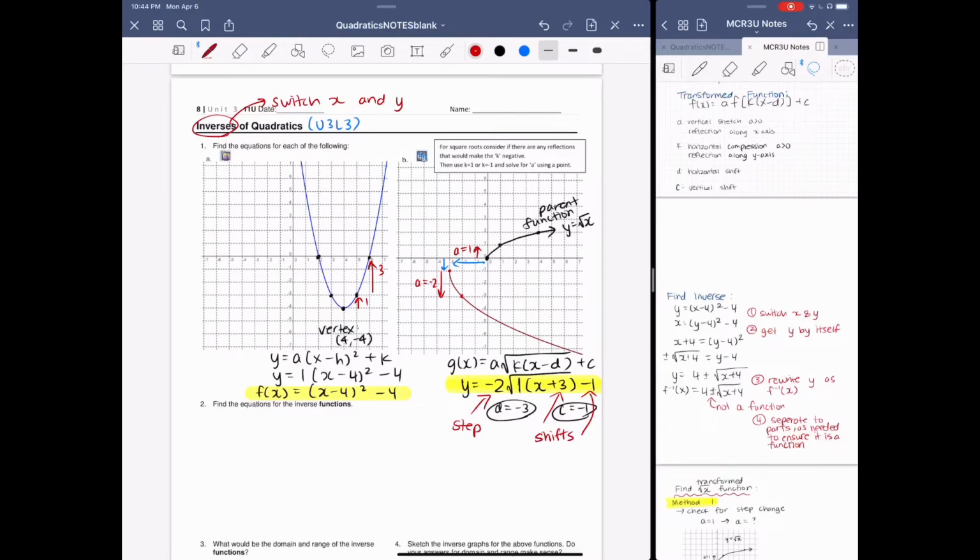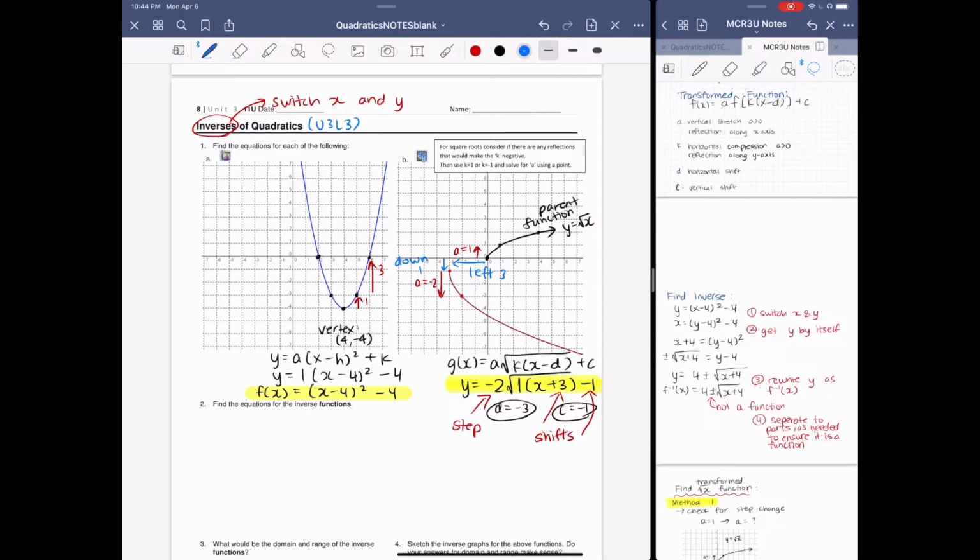Okay, so I went left 3, down 1. Okay. Find the equation for the inverse functions. All right, the inverse functions.